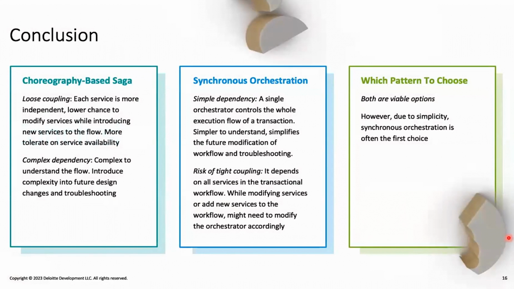So in general, we talked about two different architecture patterns. One is a choreography-based saga. It gives you loose coupling. This approach makes each service more independent.